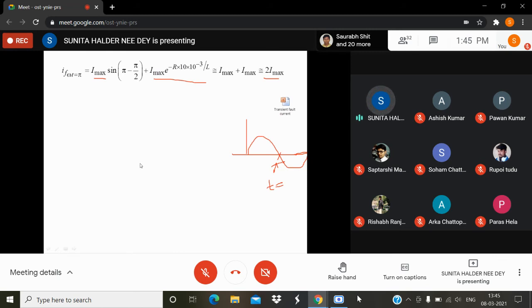But it is very difficult because you have to sense everything within 10 milliseconds and send the signal to the circuit breaker, and the circuit breaker will disconnect this circuit. Normal current is 500 ampere, so the fault current is at least 10 times of that. That means 5000 ampere within 10 milliseconds.